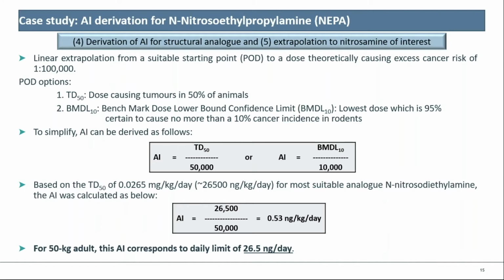So this is how we derive an acceptable intake of 26.5 nanogram per day for the nitrosamine impurity N-nitroso-ethyl propylamine, which has no toxicology data with respect to carcinogenicity. And using this acceptable intake and taking into consideration the maximum therapeutic dose of the drug product, you will be able to define the acceptable concentration or specification limit in terms of ppm or percentage, which can be used as a guidance while developing product.